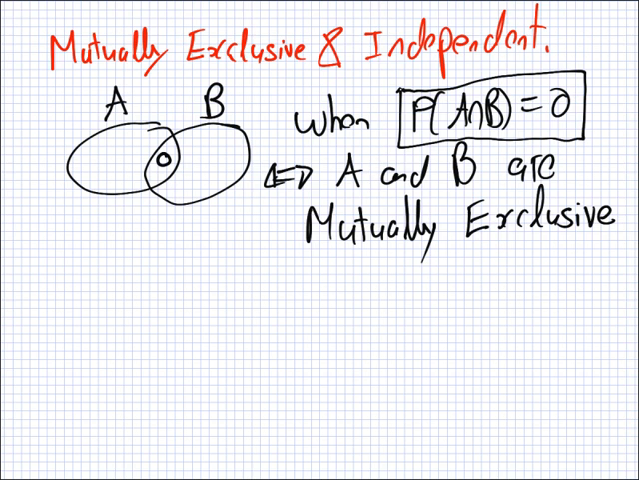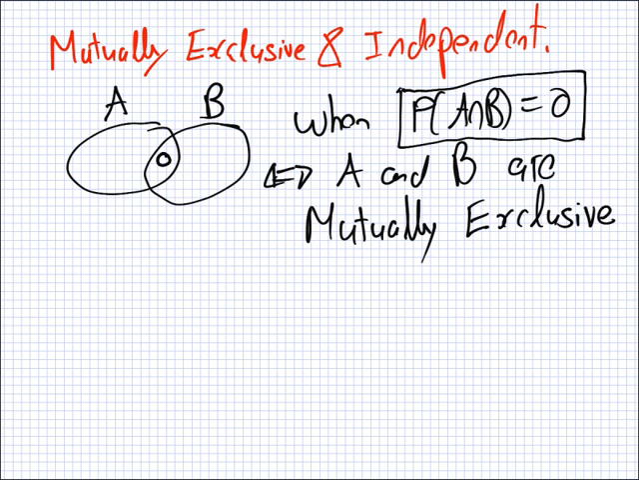It's a term you can use in English as well. When you're describing situations, and it's not possible for the two situations to happen at the same time, we can say the two situations are mutually exclusive.